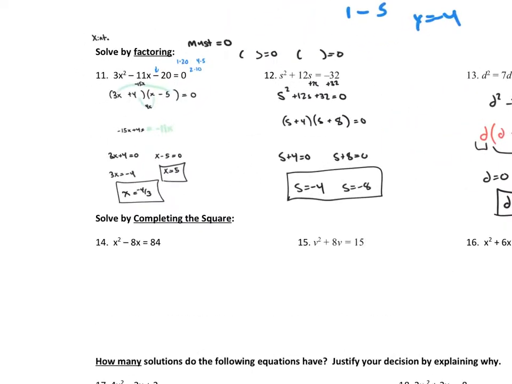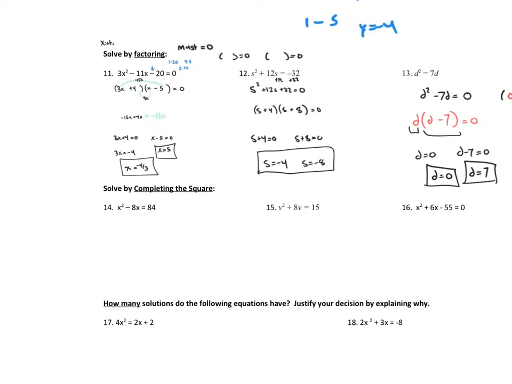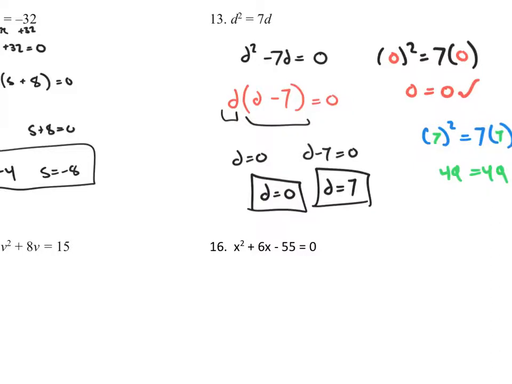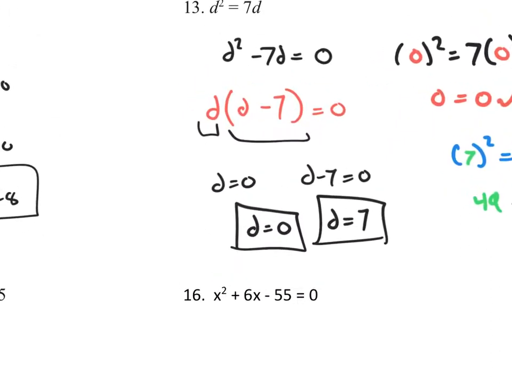And it works for these too. If you plug back in these answers on the original equations, you get true statements. It also tells us that if I was to make a graph for this one, it would cross the x-axis at 0, and it would cross the x-axis at 7.